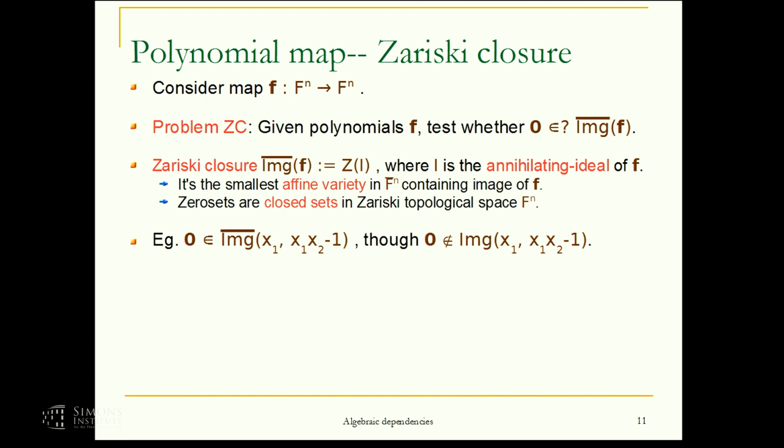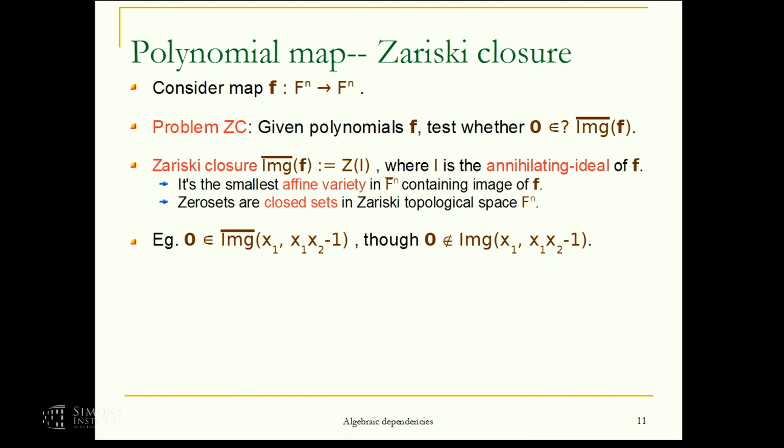So an illuminating example is if you look at these two polynomials, x1 and x1 x2 minus 1. In the image of this polynomial map, you don't find 0, right? Because 0 would mean that x1 is equal to 0, but then if x1 is 0, this evaluates to minus 1. So there is no chance of 0 being in the image. But what happens when you take the closure? You will be surprised to know that you get the whole space. In this case, the closure is F square.